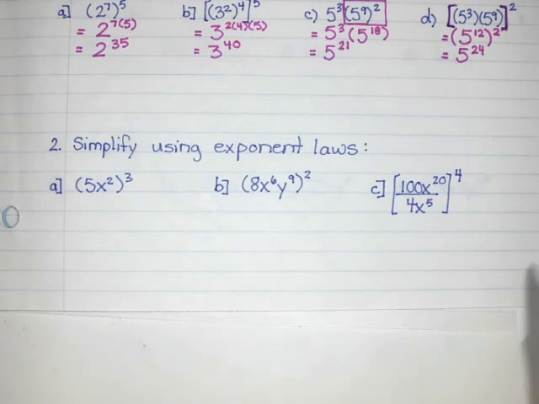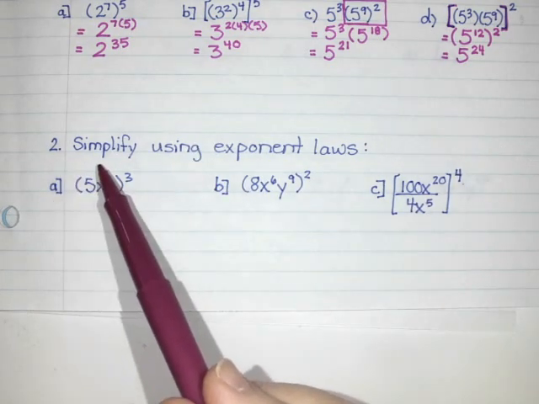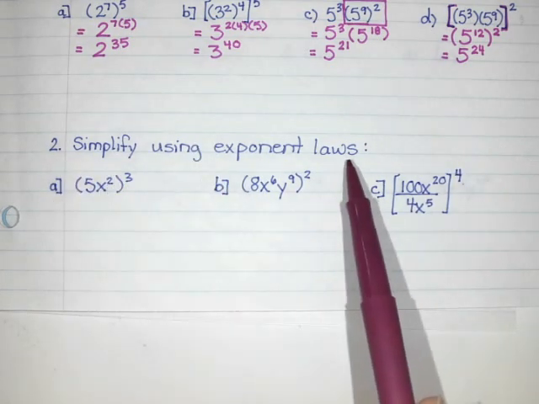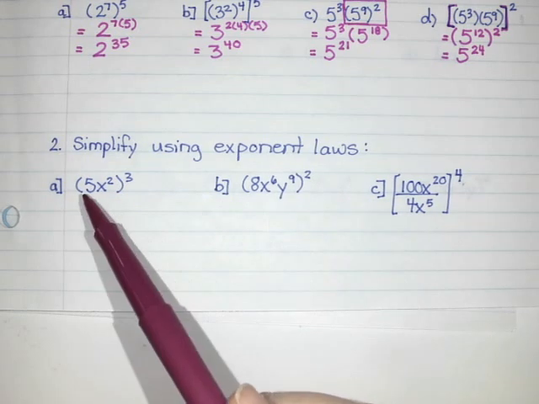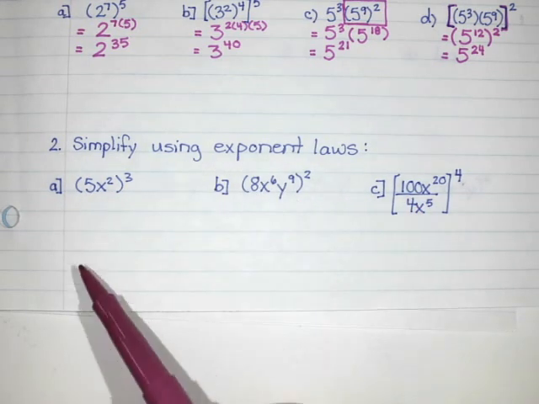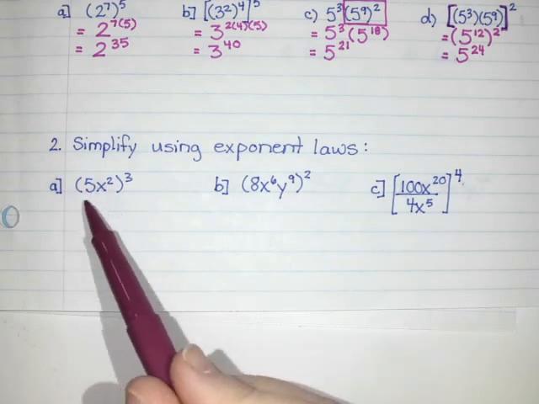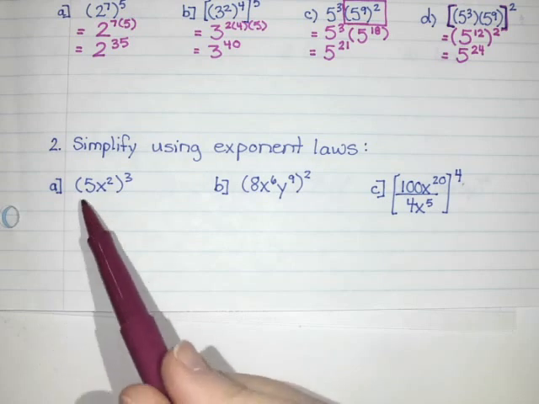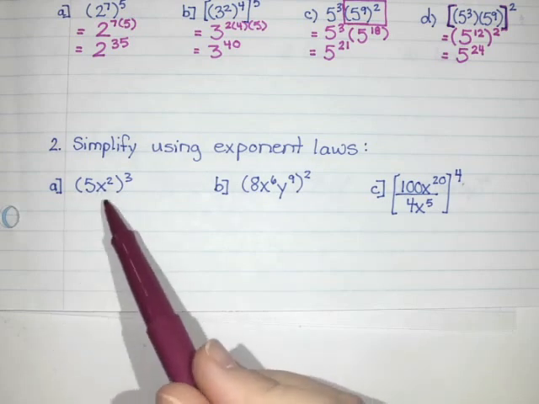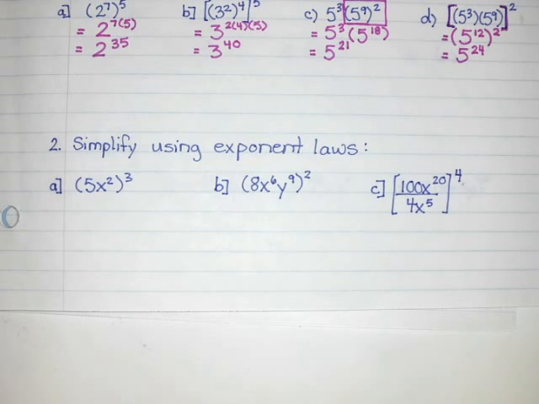We are continuing our lesson on power of a power, and our question number 2 says simplify using exponent laws. So these questions all have coefficients in front of them, which is a little bit different. You can tell something is a coefficient instead of a base because it does not have a visible exponent, and it will be in front of a variable, in front of a letter that has an exponent on it.